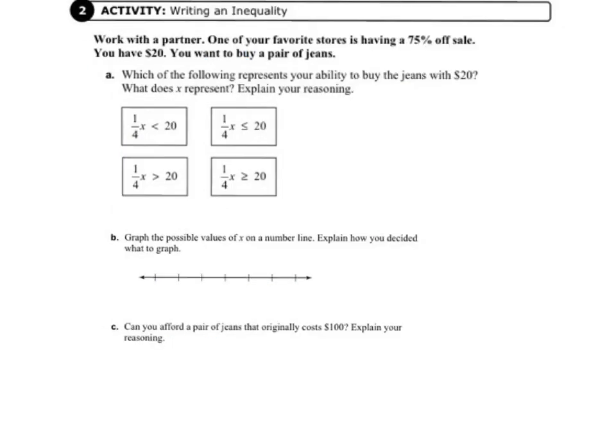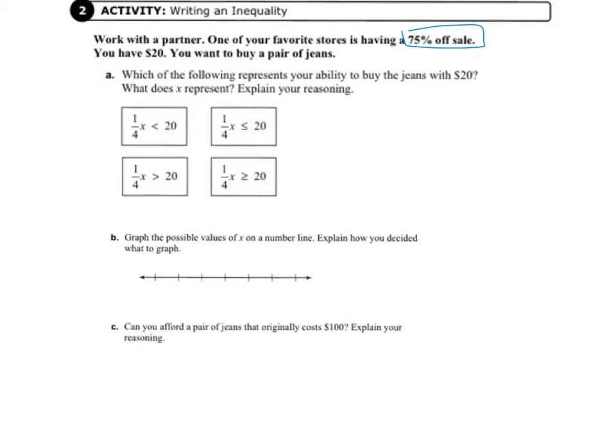Now we're going to move on to activity 2. One of your favorite stores is having a 75% off sale. You have $20 and you want to buy a pair of jeans. Which of the following represents your ability to buy the jeans with $20? What does x represent? And explain your reasoning.